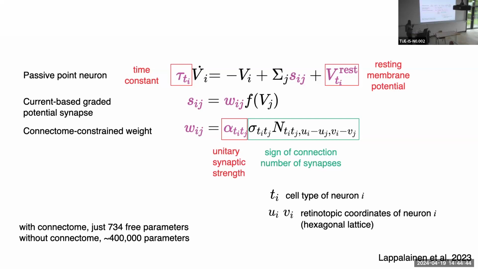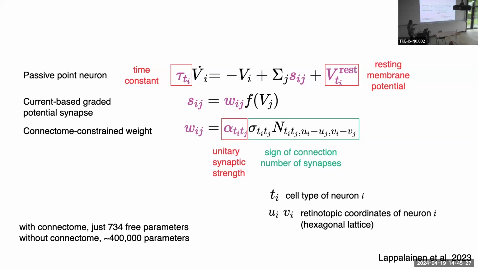So each neuron has two parameters. It has a time constant that says how quickly it responds to input. And then it has a resting membrane potential, which says what the voltage is in the absence of input. These neurons are then coupled through synapses. These are graded release synapses that have essentially a threshold linear nonlinearity sitting at the presynaptic terminal that determines the amount of neurotransmitter that's released at a synapse as a function of the presynaptic voltage. And this is a threshold linear function.